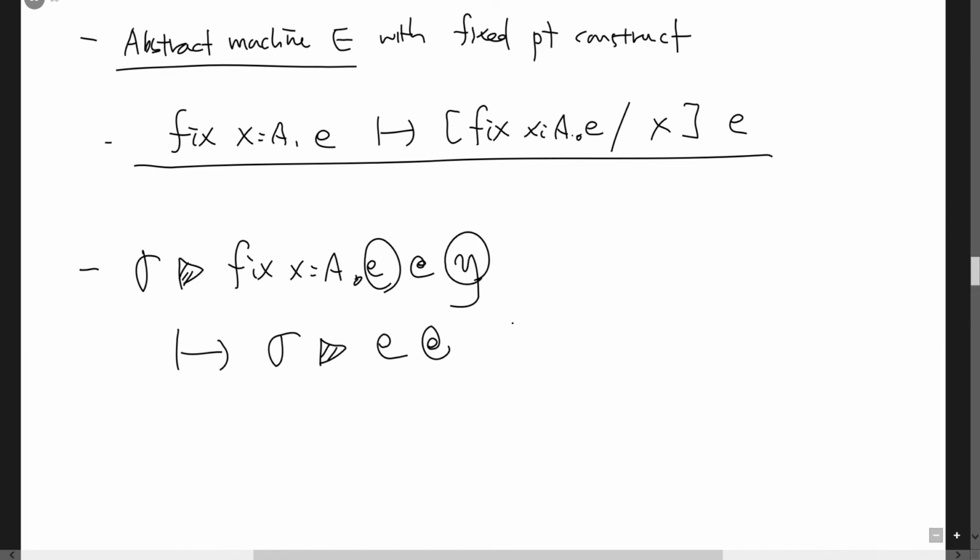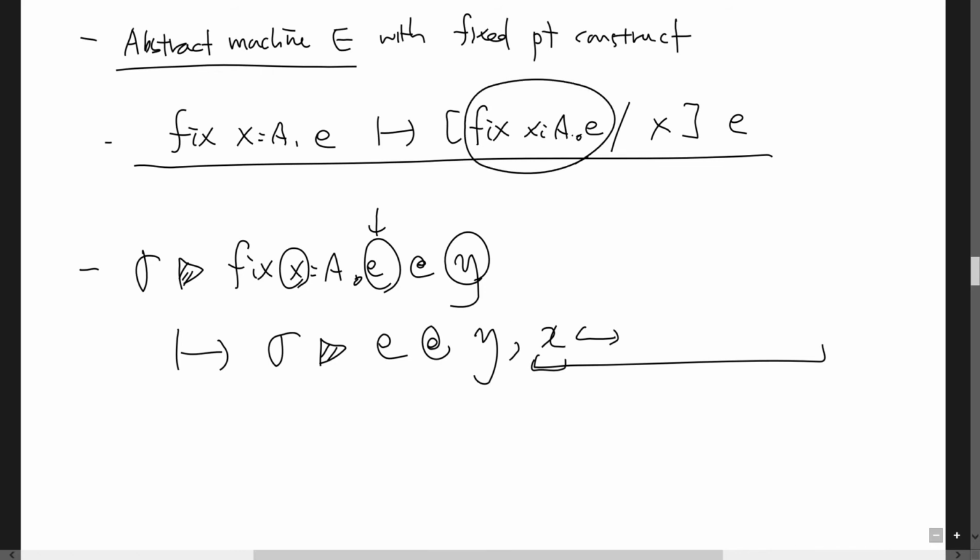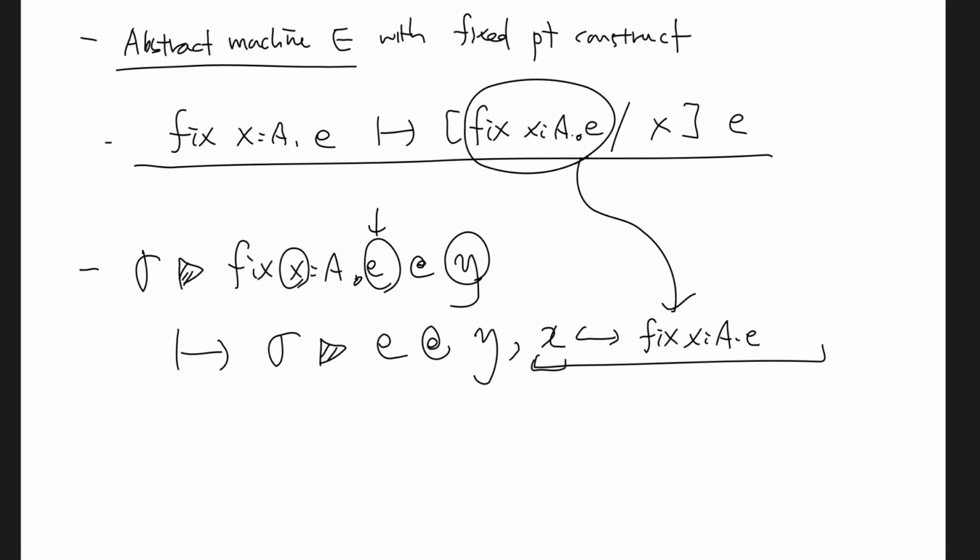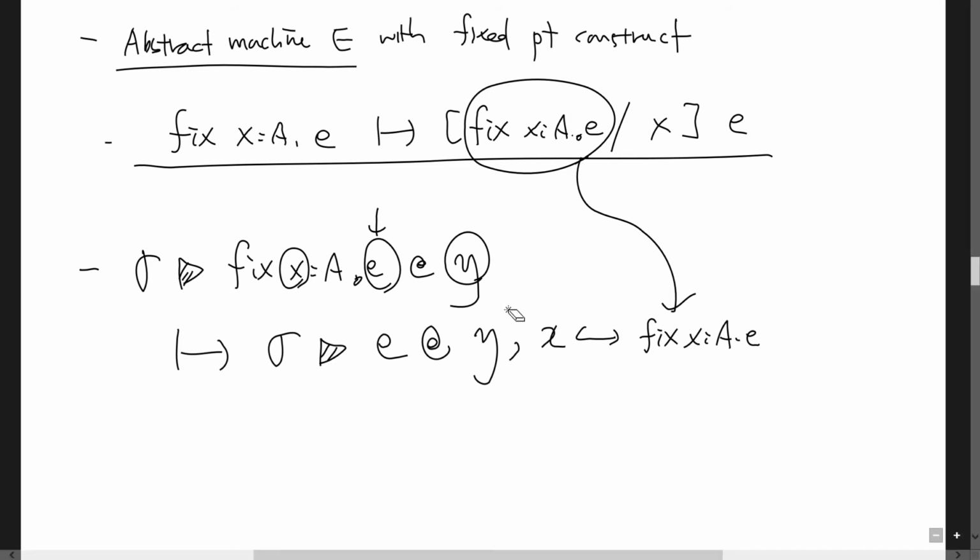We have to carry everything in this environment eta, and inside the expression E, this variable x is counted as a free variable. So we have to add a new mapping for this free variable x. And the value for this free variable x is, of course, this one. So you just copy fix x a dot e. So this is fine, except that there is a problem with this mapping.